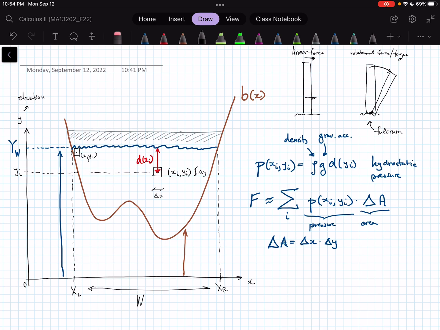So when we multiply pressure by the area, we get a unit of force, and then when we add all of these forces up, we get the total force on the dam.